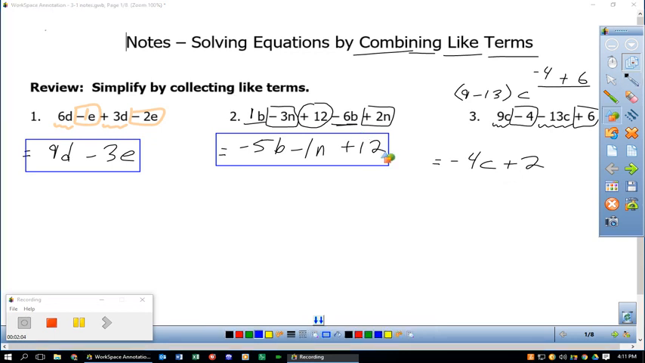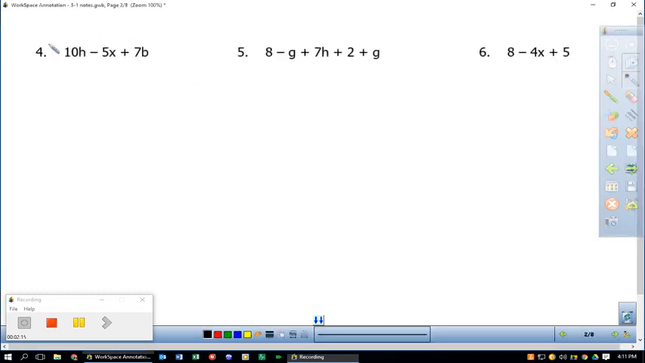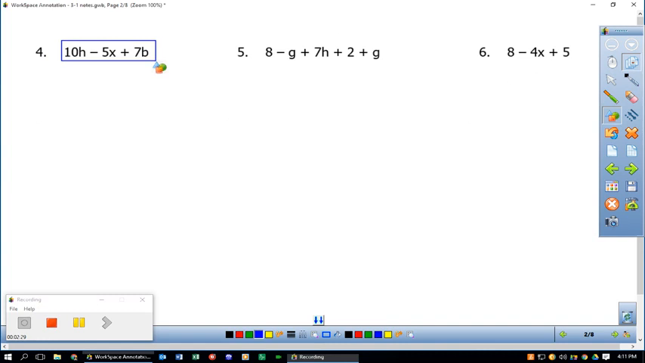I'm using the wrong word there. Really, that is our answer. Our solution would be when you find the answer to an equation. Right. But there we have those three. All right, number 4, continue with the combining like terms. We have 10h minus 5x plus 7b. And actually, there is nothing you can do there. So I'm going to go ahead and box in that. None of those three will combine. That is our answer right there.